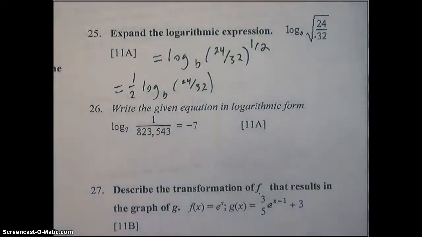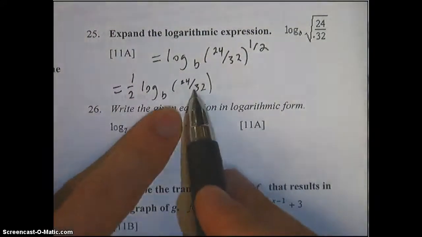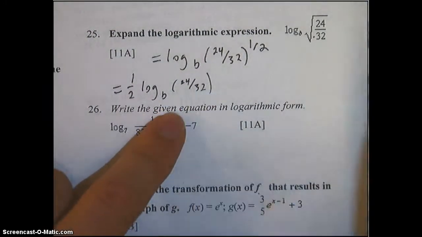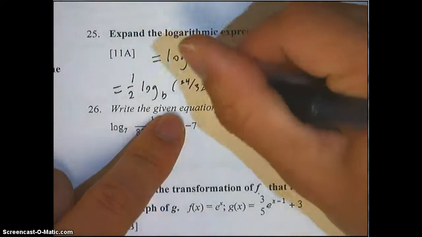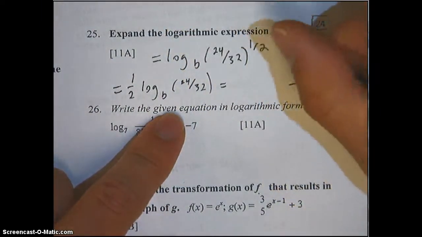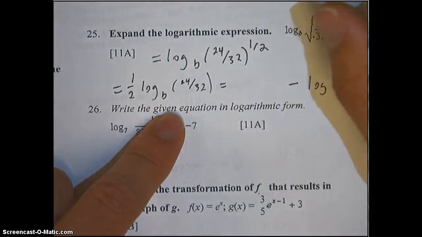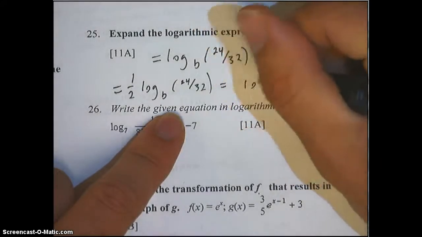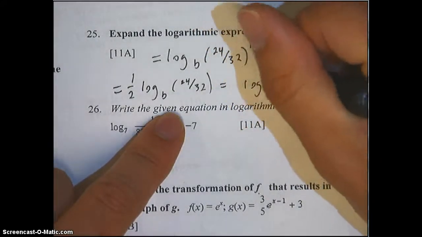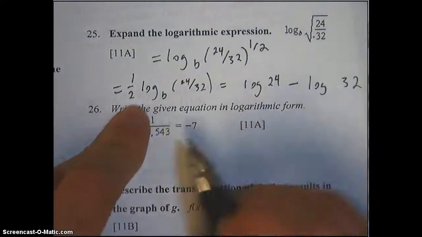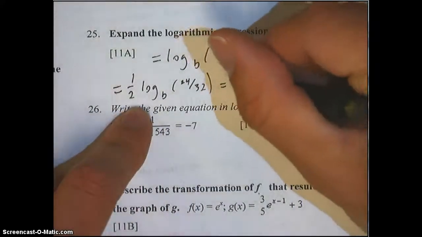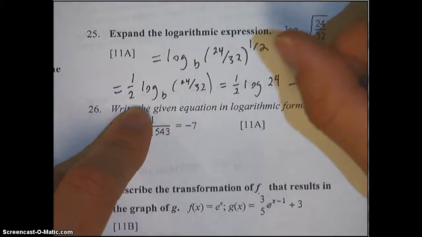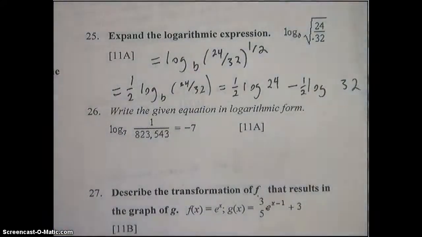Now I can expand this into two logarithms. Since it's division inside the parentheses, division becomes subtraction outside the parentheses. So I'm going to take that division sign and make it a minus log of 32 and a log of 24. But since I have a 1/2 in front of the whole thing, I need to distribute that 1/2 in front of both logarithms. And that should be the simplified version. 1/2 log of 24 minus 1/2 log of 32 for 25 there.